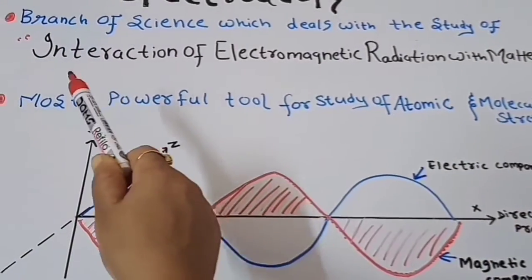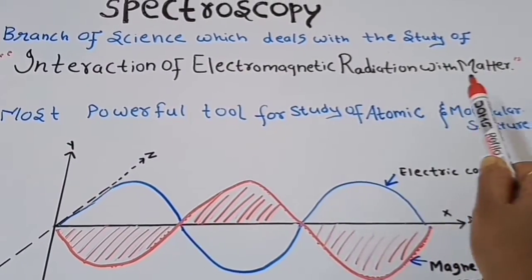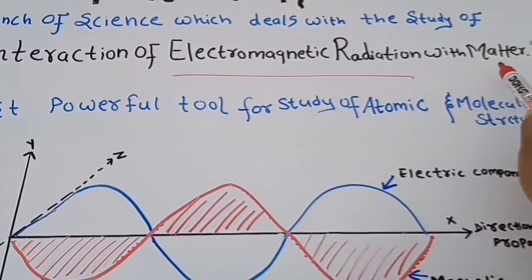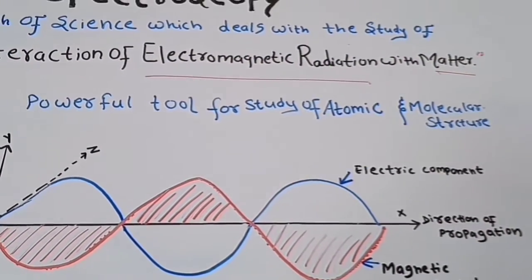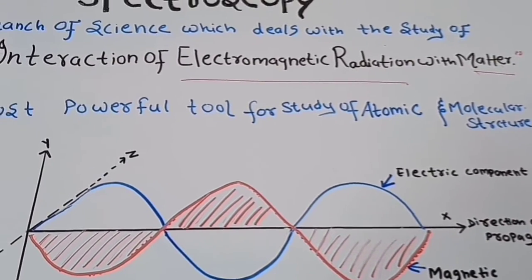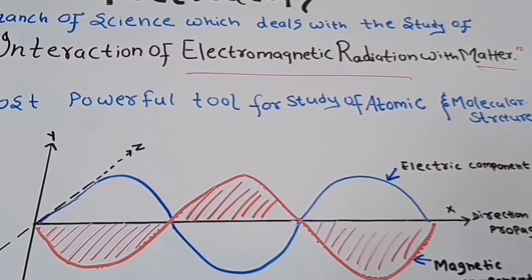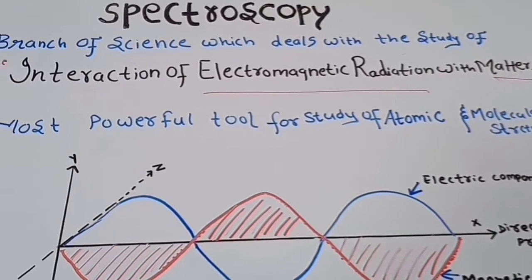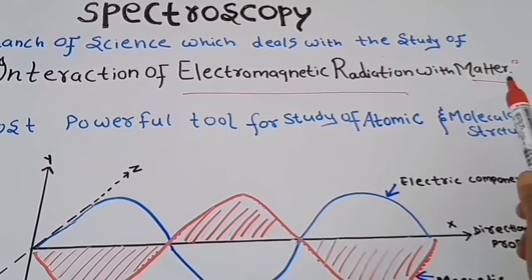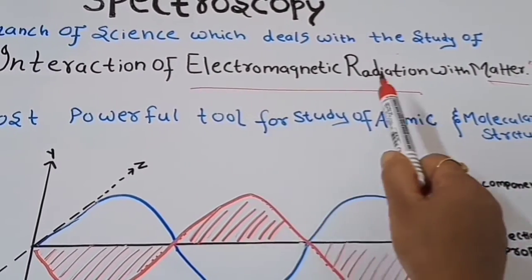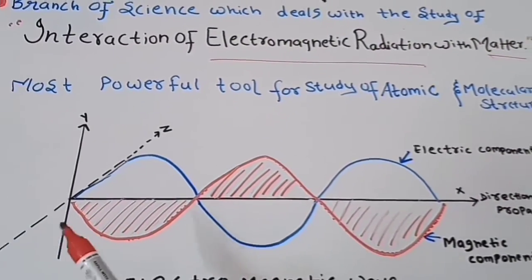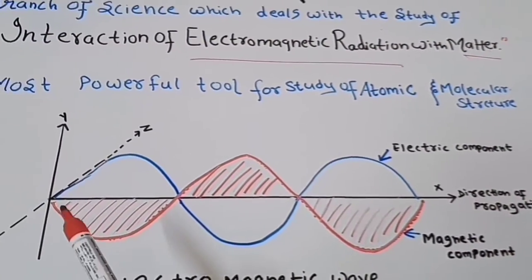So in this definition, interaction of electromagnetic radiation with matter, we have to study the details of electromagnetic radiations and what the matter is. Matter can either be an atom, a molecule, or an ion. The interactions of electromagnetic radiations with the matter can cause either the absorption of radiation or the emission of the radiation. From the word itself, electromagnetic radiation is made up of two parts, that is the electrical component and the magnetic component.